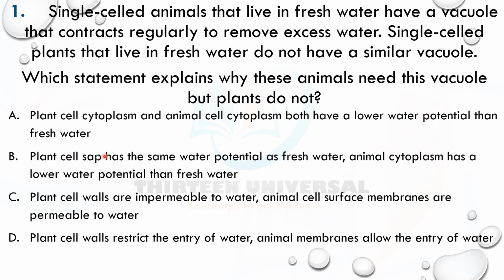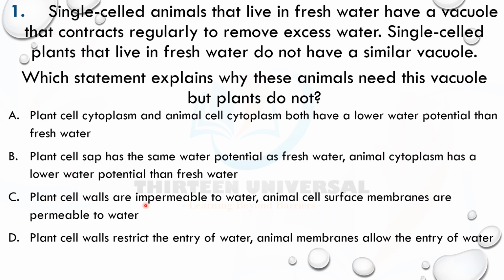B says plant cell sap has the same water potential as fresh water, and animal cytoplasm has a lower water potential than fresh water. It doesn't explain why animals need a vacuole and plants do not. Because if it had the same water potential, there's no way the net movement of water would be into the plant cell. So the plant cell of course has lower water potential because it's inside fresh water. So B is eliminated.